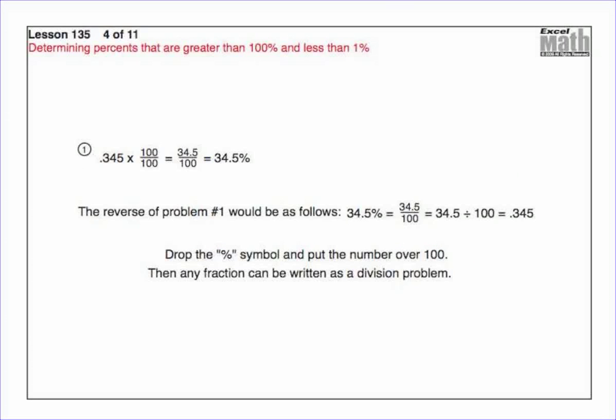All right, for this next one, the reverse of problem number 1 would be as follows: 34.5%. If I want to change it back into a decimal, I'm going to move the decimal point 2 spots over to the left, and then drop the percent sign off to get 0.345. So this is just the opposite of what we did before.